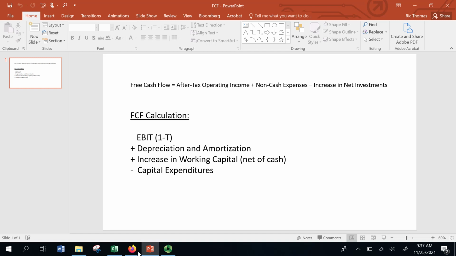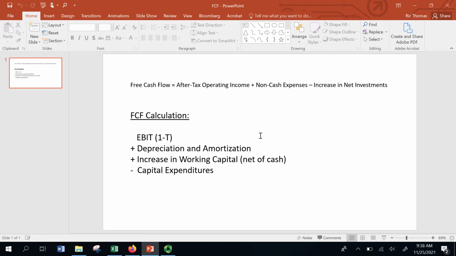So the free cash flow definition that I'm going to use is simply your after-tax operating income. You add back in your non-cash expenses, and then you subtract out the net investments in the firm. So, to put it more formally, we're going to take earnings before interest and taxes, or EBIT. That's your operating income. You're going to take the after-tax operating income here, so EBIT times 1 minus the tax rate. You're going to add back in depreciation and amortization.